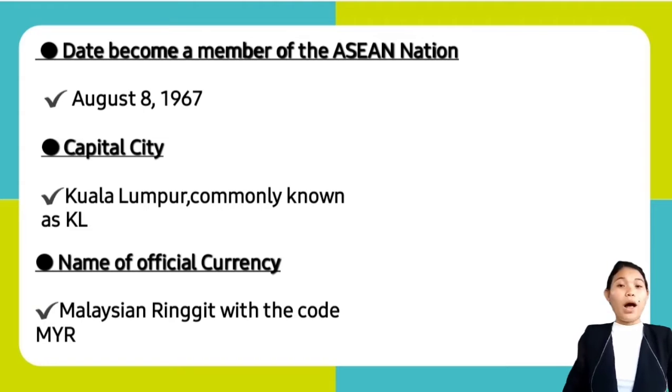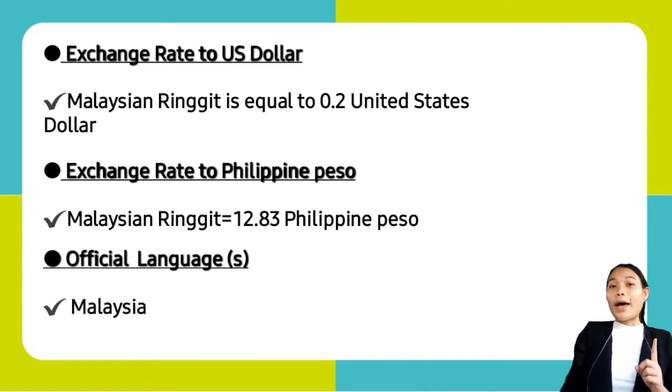The territory of Kuala Lumpur, or commonly known as KL, is the national capital of Malaysia as well as its largest city. The Malaysian ringgit is the currency unit of Malaysia with the code MYR. The exchange rate of Malaysian ringgit to United States dollar is that 1 Malaysian ringgit equals 0.22 United States dollar. The Malaysian exchange rate to Philippine peso is that 1 Malaysian ringgit equals 12.83 Philippine peso.